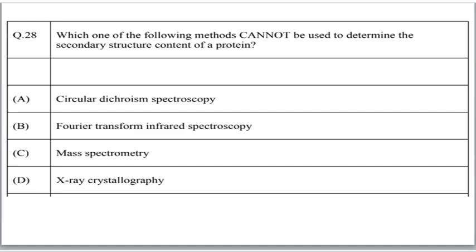We all know X-ray crystallography and NMR are employed for determining the tertiary structure of protein. But here they are asking which of the following cannot be used to determine the secondary structure of protein. And the correct answer is X-ray crystallography. But I don't know why they mentioned mass spectroscopy.